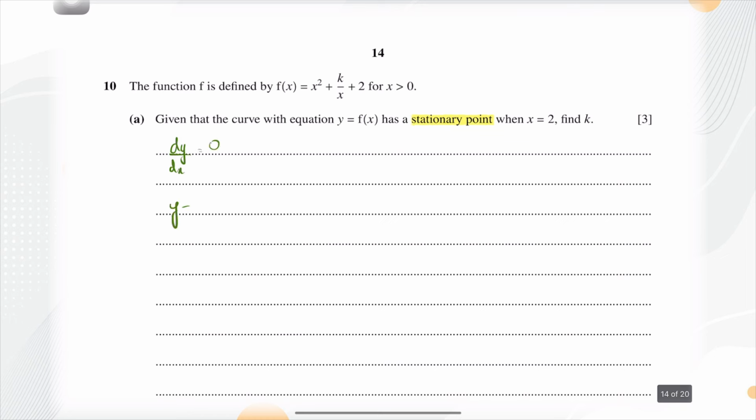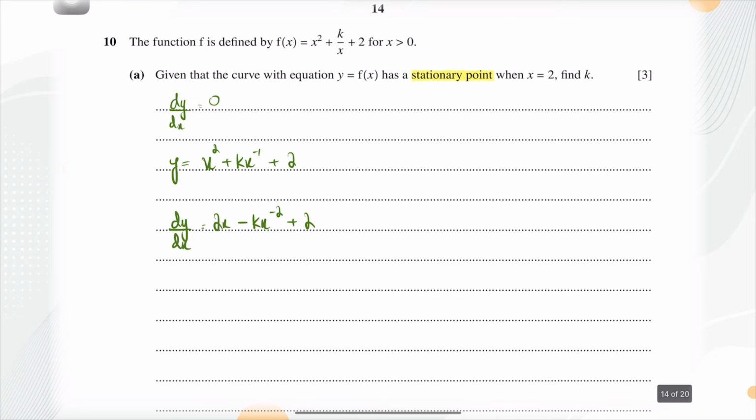So first let's write this nicely in a way that we can easily differentiate it. x squared plus kx to the power minus 1 plus 2. So now that we've differentiated, dy by dx is going to be equal to 2x minus kx to the power minus 2 plus 2. Let me make sure I haven't done anything wrong here. If we set this equal to 0, dy by dx equals 0, now we have 2x minus k upon x squared plus 2.